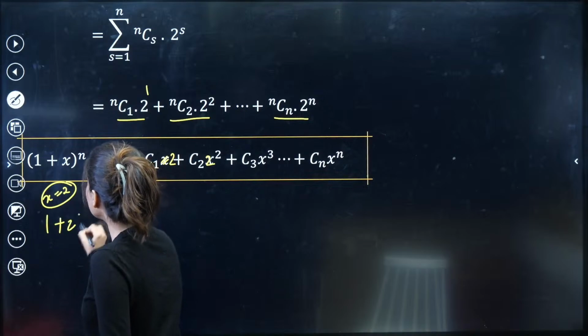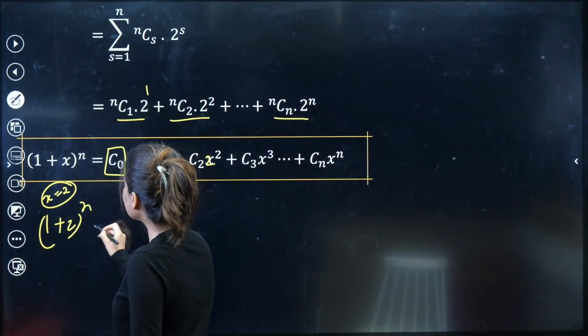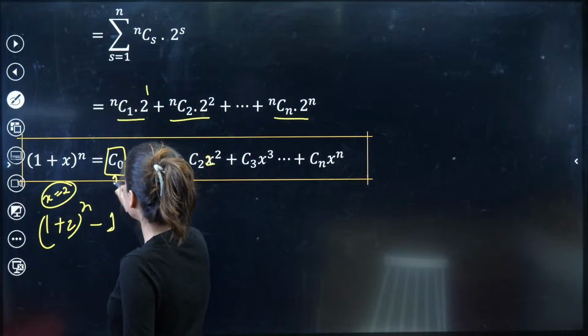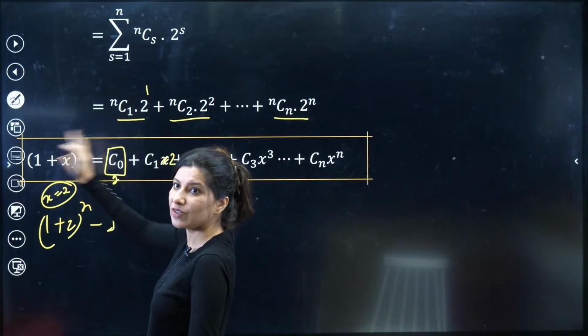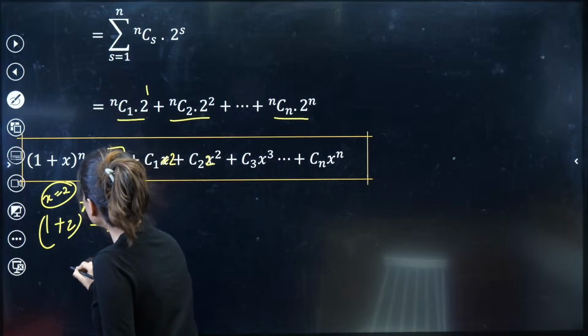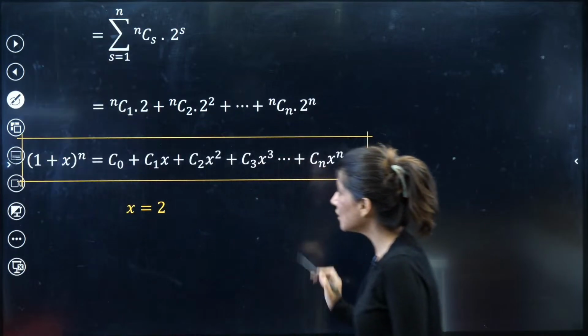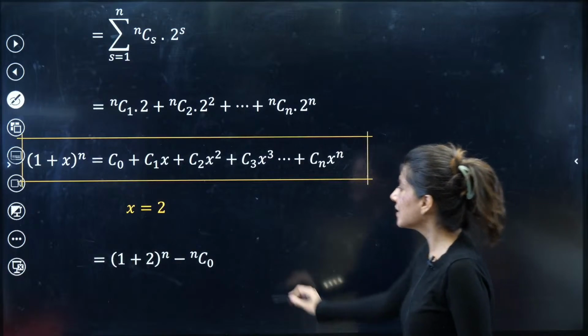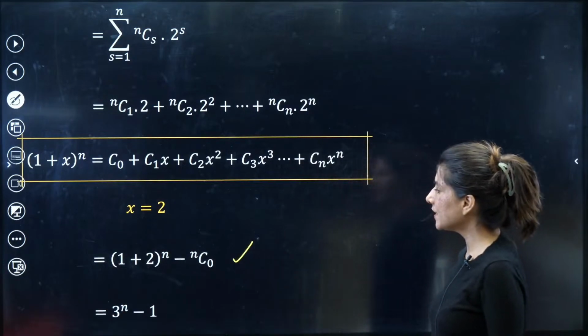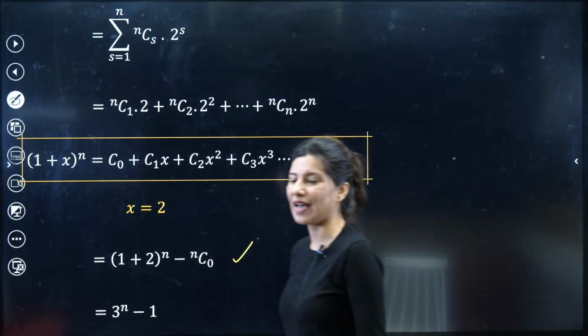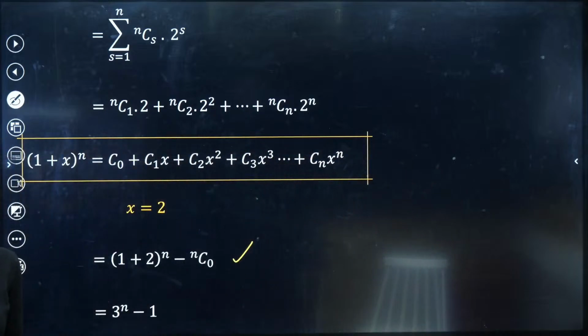So put X equals to 2 over here and you will get 1 plus 2 raised to power N minus NC0. This 1 is not available, so we should remove it. So 1 plus 2, that is 3 raised to power N minus 1 is the final answer. If you put X equals 2, the final answer would be 3 raised to power N minus 1. Yes, absolutely.